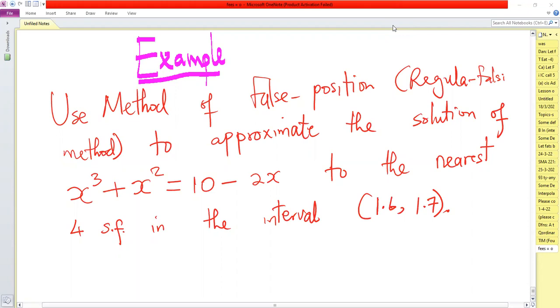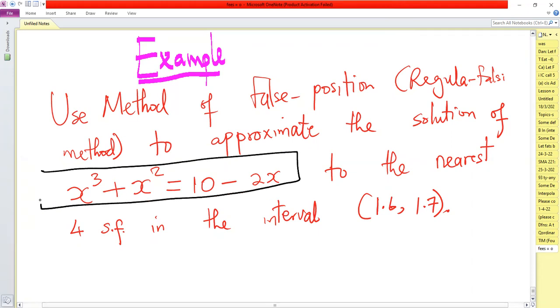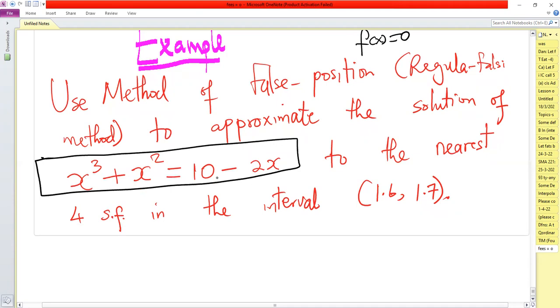So welcome back. In this session, we demonstrate how the method of Regula-Falsi works in solving the nonlinear equation f of x equals 0. So the first thing we do is to transform the given equation in the form f of x equals 0. I simply do that by taking all the terms on the right-hand side to the left-hand side.